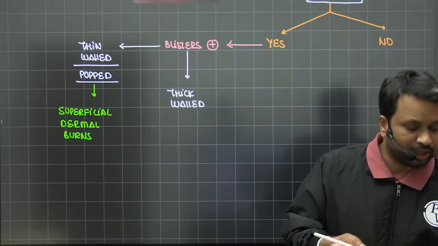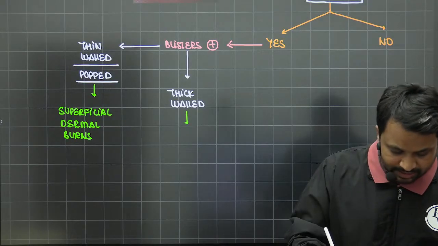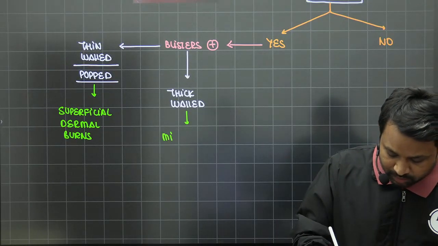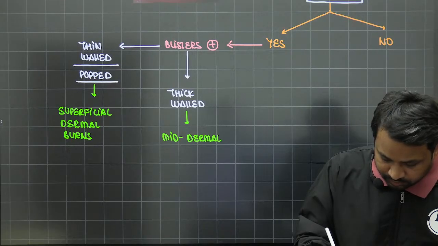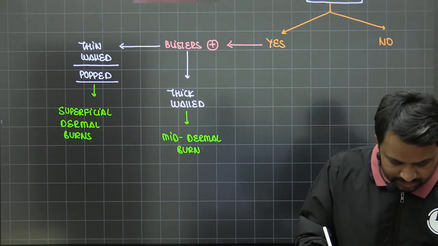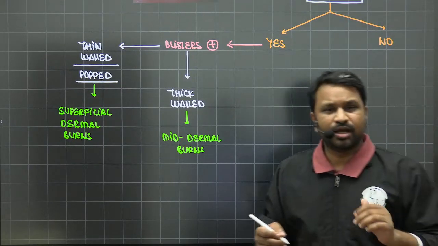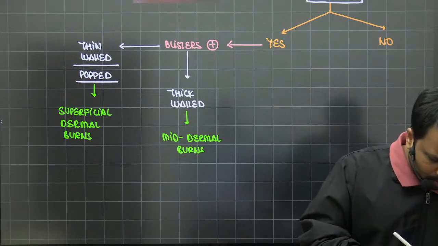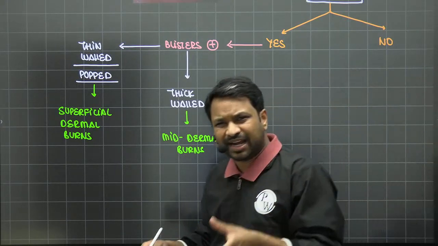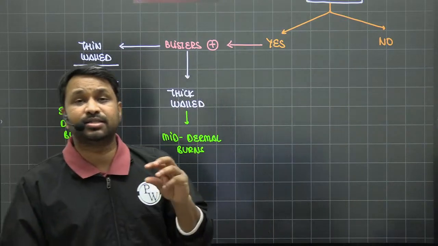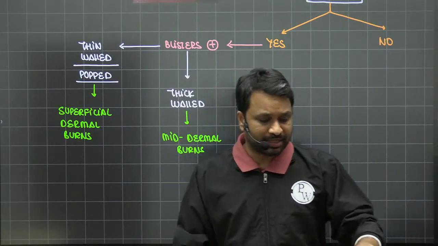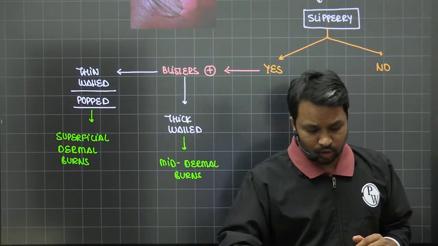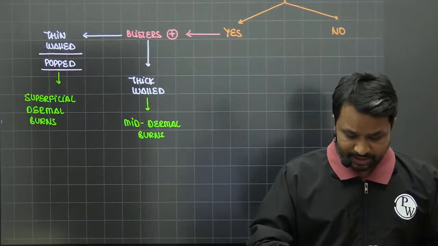If it is thick walled, then I say that this is your mid-dermal burn. Along with that, you have other signs: there will be a reddish base, it will be darker in consistency, and it will have some amount of mottling. This is what you look for if it is slippery.